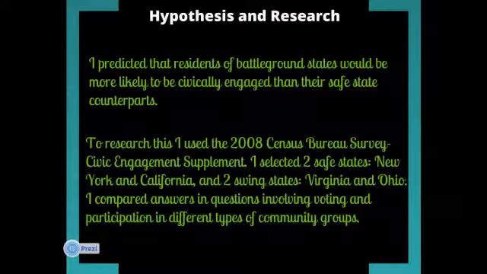New York and California are safe states. New York voted for Obama 63% to only 36% for McCain in 2008. California was similar, 61% for Obama and 37% for McCain in 2008. Then in Ohio and Virginia, the races were much closer. Ohio went 52% to Obama to 47% for McCain, and in Virginia, 53% for Obama and 47% for McCain. So you can see the percentages in the swing states were much closer, and the races were much closer in those states. So they are good examples of battleground states.